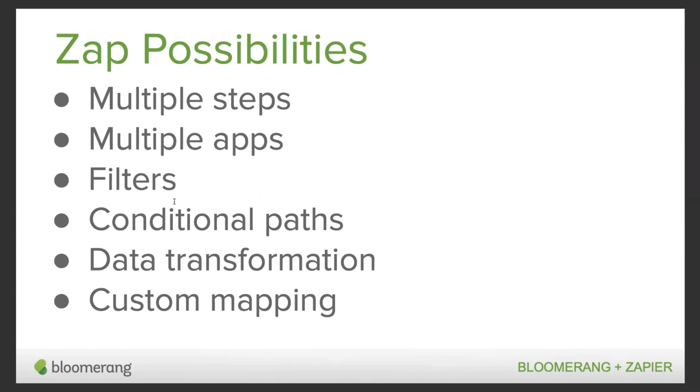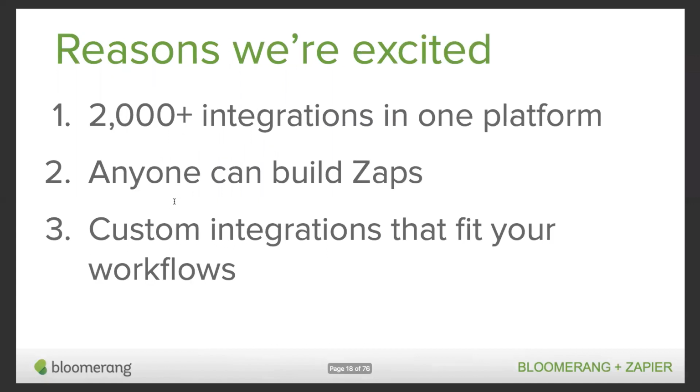So the big question is, why would we get excited about Bloomerang and Zapier? Well, there's three reasons. The first we've already talked about, and that's that Zapier connects to 2,000 other apps, which means that Bloomerang is essentially enabled for integration with those 2,000 apps. The second reason is that anyone can build zaps. You don't need to know how to code to build any zaps in Zapier. And the third thing is that Zapier lets users design integrations that match their workflow. You aren't limited to one size fits all. You can map and format your integrations to match your unique workflow.